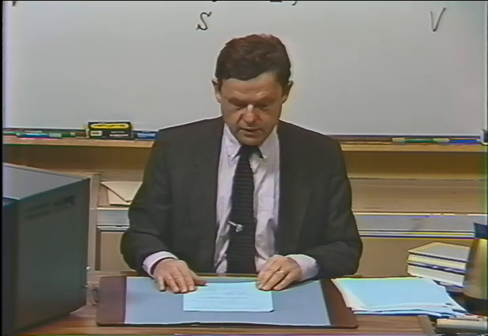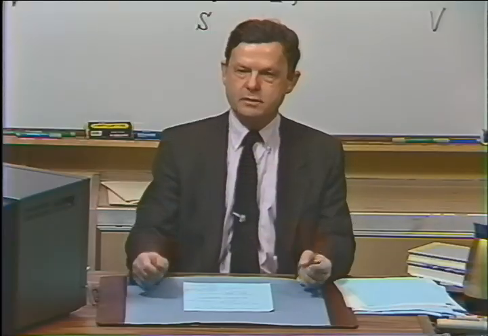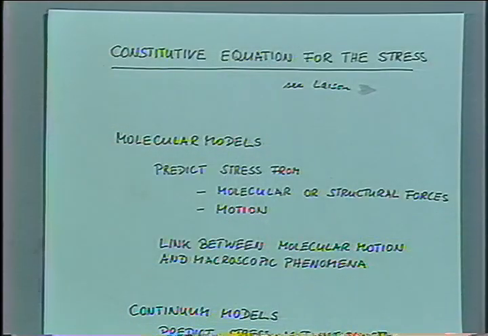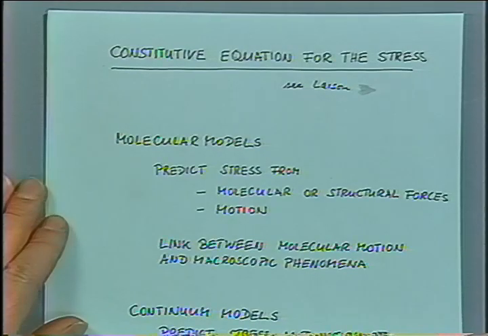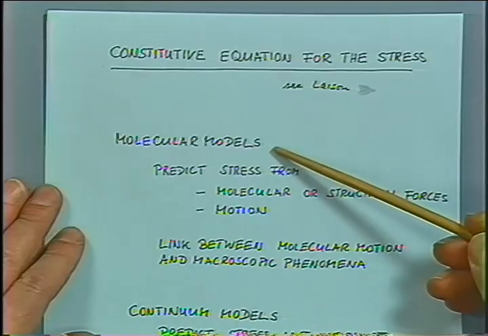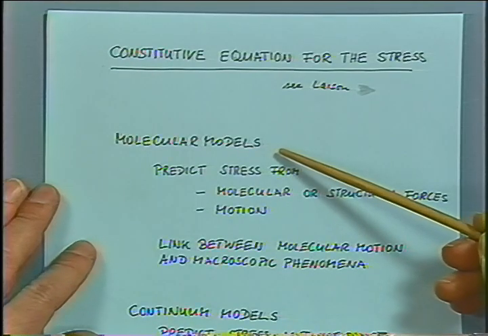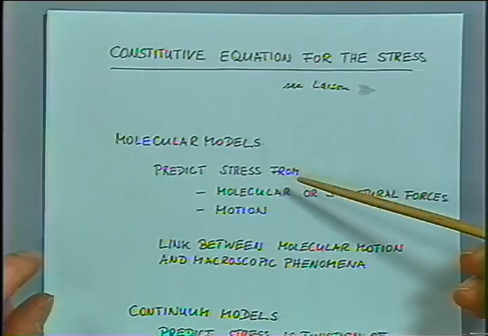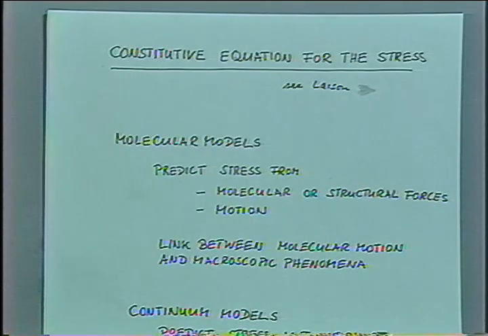So when writing constitutive equations, we would like to describe the stress of a flowing material. In our case, the stress of a flowing polymeric material. And there are two basically different approaches. One is the molecular approach, where the molecular motion is somehow described in some approximation. A model for the molecular motion is proposed, and from the forces on the molecule, then a macroscopic stress is being derived.